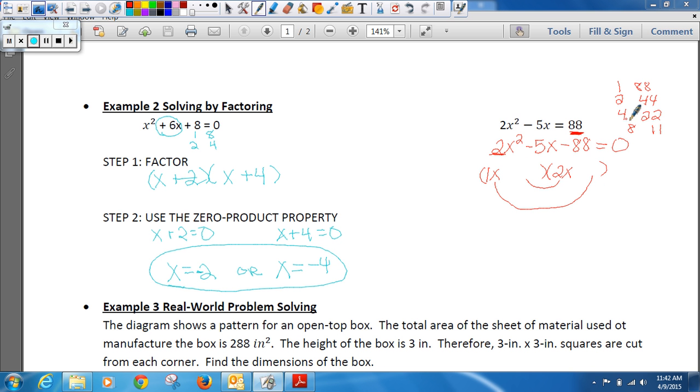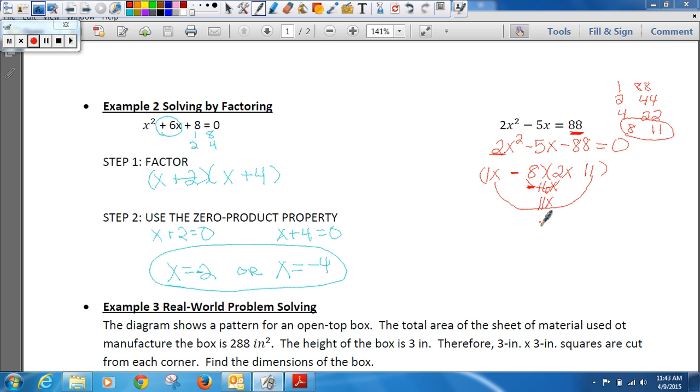So I'm just going to start, and I'm pretty sure those two are too big, so I'm going to try 4 and 22. 4 times 2 would give me 8, and 22 times 1 would give me 22. 22 minus 8 is not 5. So the next thing I'm going to try is 8 and 11. If I do 8 times 2, that gives me 16x, and 11 times 1 gives me 11x. If I subtract those, it would give me 5. I need it to be a negative 5, so 16 needs to be bigger. So negative 16x plus 11x gives me the negative 5x that I need.